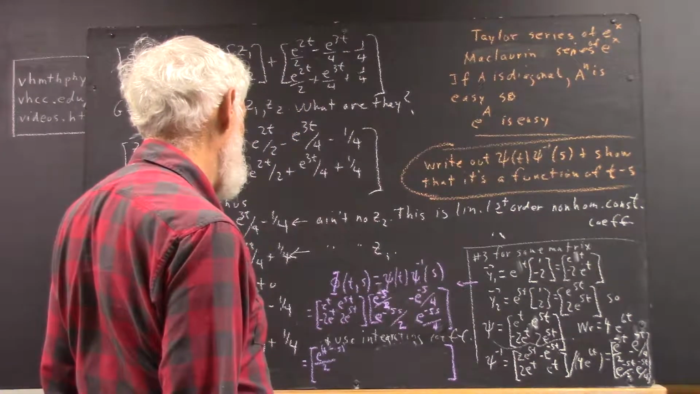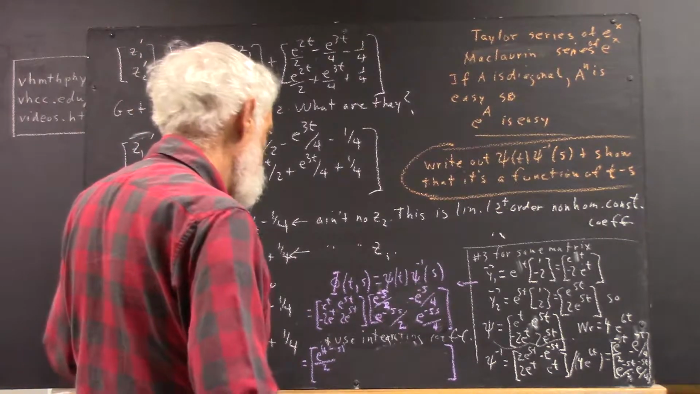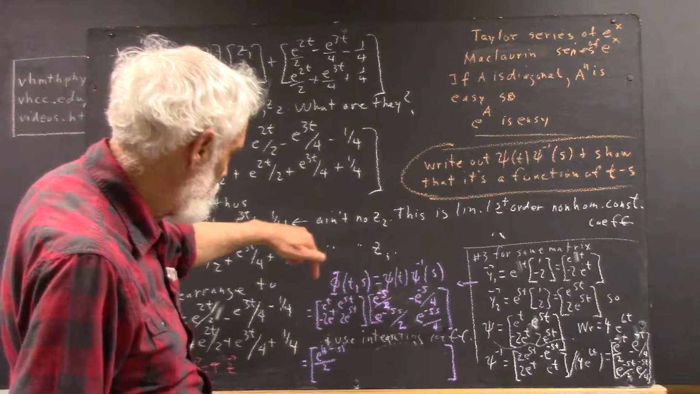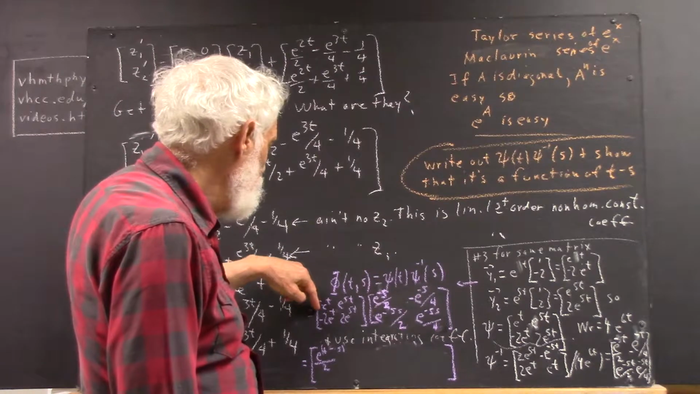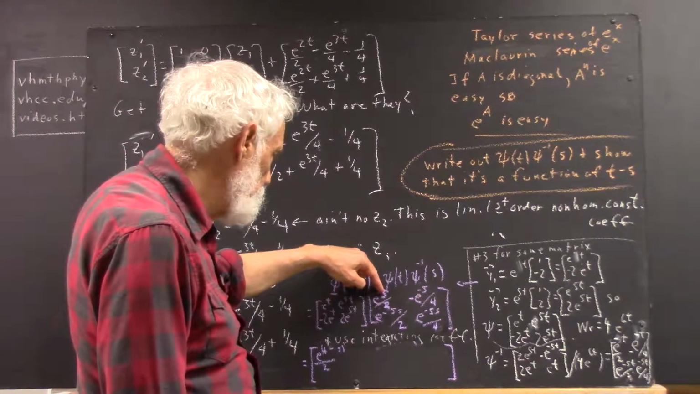Uh-oh, wait a minute. I didn't complete this one. Okay, it's late in the day, I'm sorry. So we get e to the t minus s over 2 from this one.